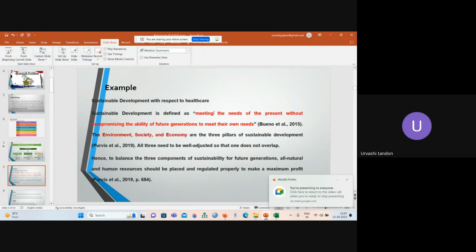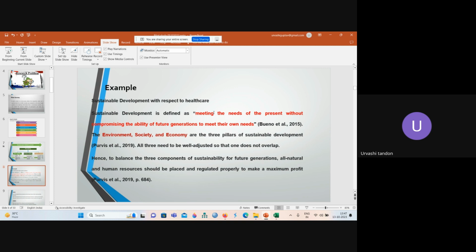See, this is just an example to make it more clear. I'd request all of you to read it. Sustainable development with respect to healthcare. So, sustainable development is what? It is defined as meeting the needs of the present without compromising the ability of future generations to meet their own needs, right? So, when we speak of sustainable development, we generally speak of three pillars: environment, society, and economy. They are the three pillars of sustainable development, and all these three pillars need to be well adjusted.